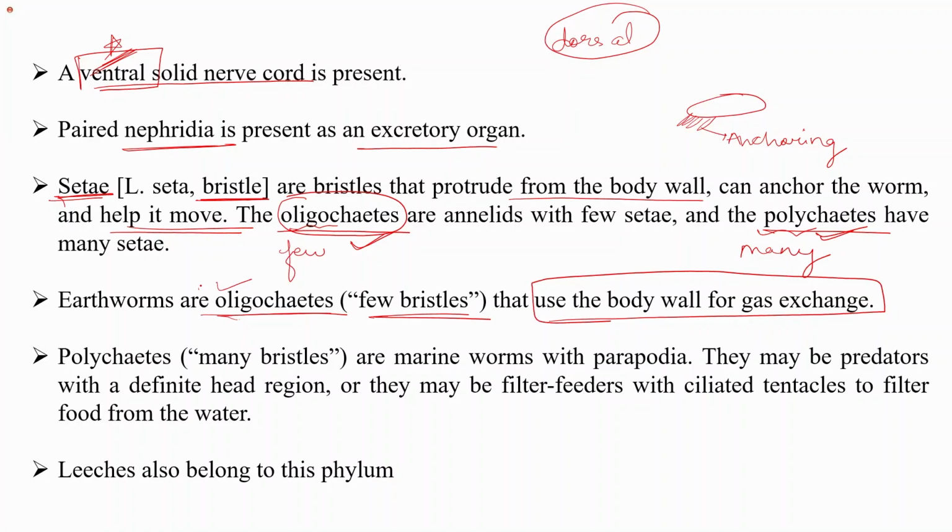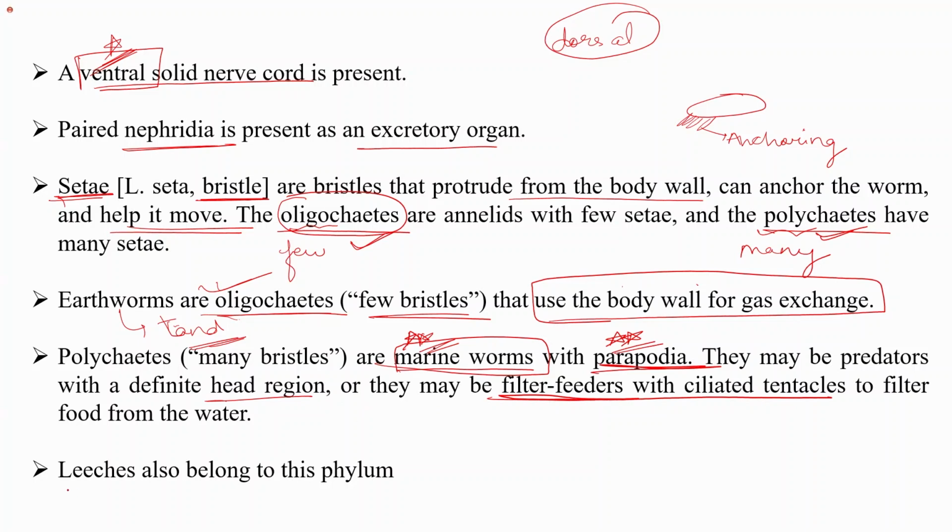So in oligochaetes, the exchange of gases takes place through the surface of the body wall. While polychaetes, which have many bristles, are mainly marine worms. Oligochaetes are mostly terrestrial, right? They are present on the land, while polychaetes are marine worms that are present in the water. They have parapodia. This is a special feature of polychaetes. They may be predators with a definite head region, or they may be filter feeders with ciliated tentacles to filter food from the water.